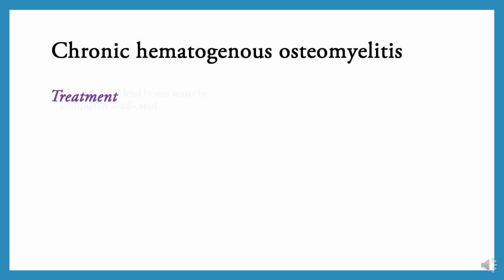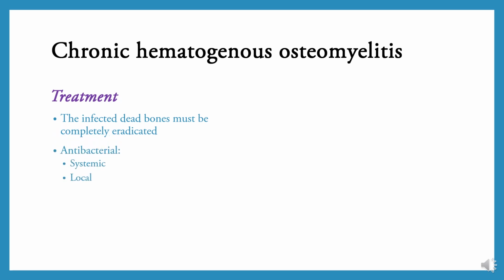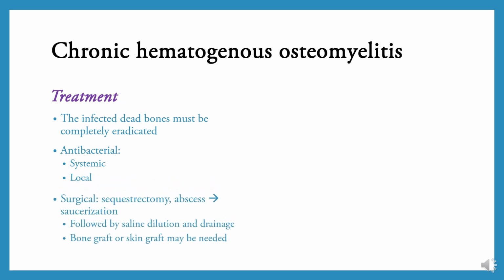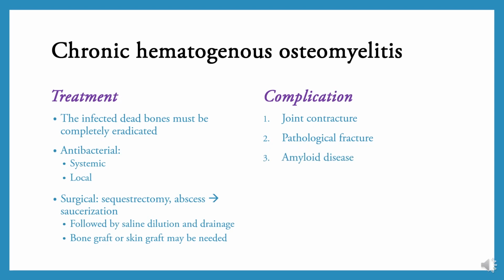Treatment of chronic hematogenous osteomyelitis. The infected dead bone must be completely eradicated with antibacterial therapy, either systemic and local, or we could also use surgery, such as sequestrectomy and abscess drainage. Complications of chronic hematogenous osteomyelitis are joint contracture, pathological fracture, amyloid disease, and epidermoid carcinoma of the sinus tract.